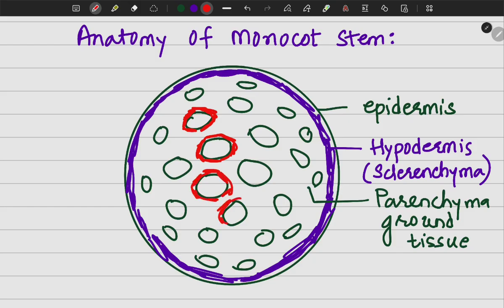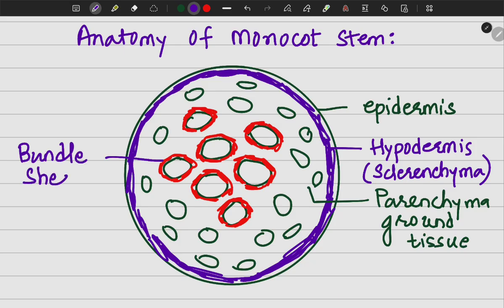So all these are unique features of monocot stem. If you ever look into the cross section of a monocot stem, you can easily identify it because of its unique characteristic features, right? All these vascular bundles will have a covering of sclerenchymatous bundle sheath. This bundle sheath is made up of sclerenchyma. So both the hypodermis and the bundle sheath have sclerenchymatous cells here.